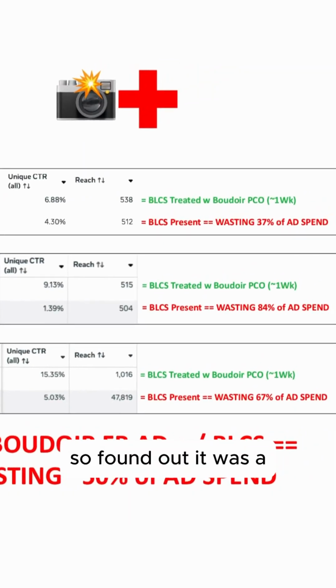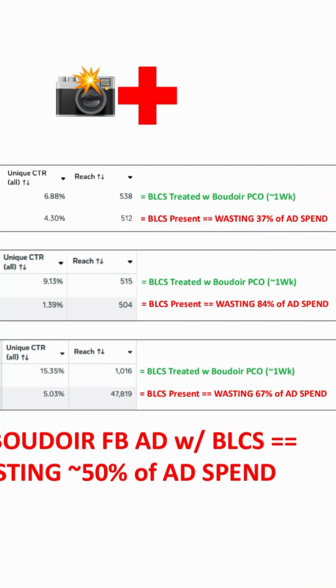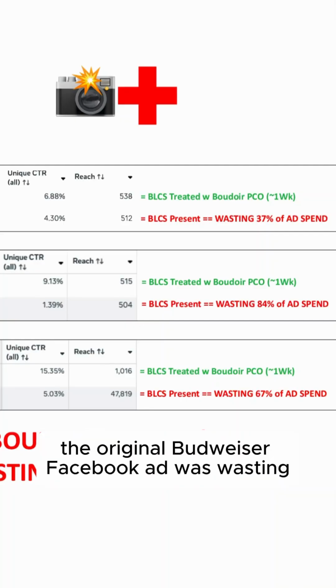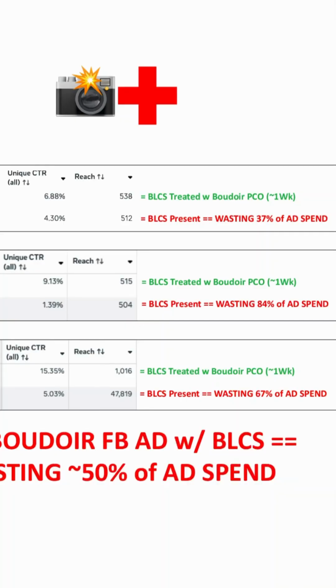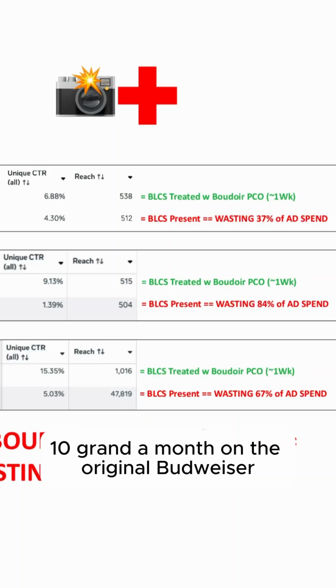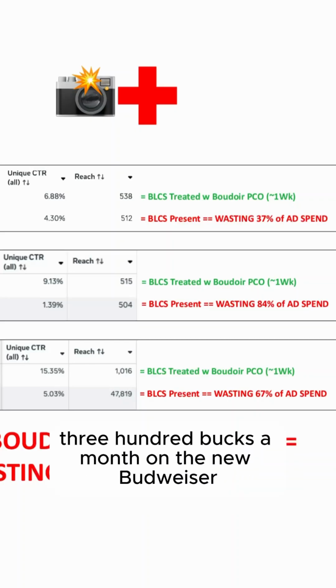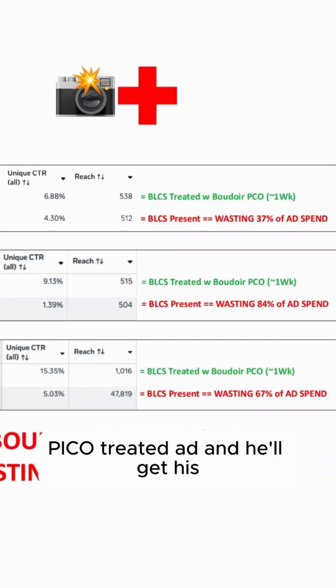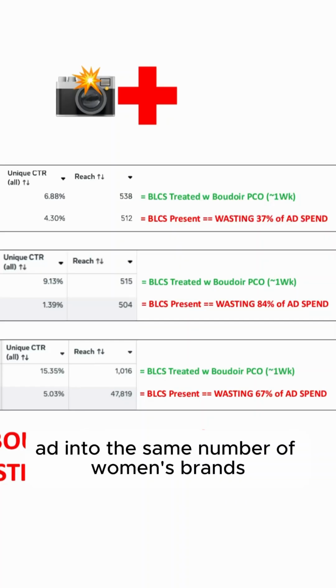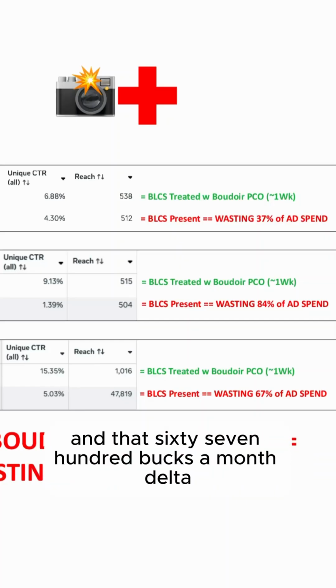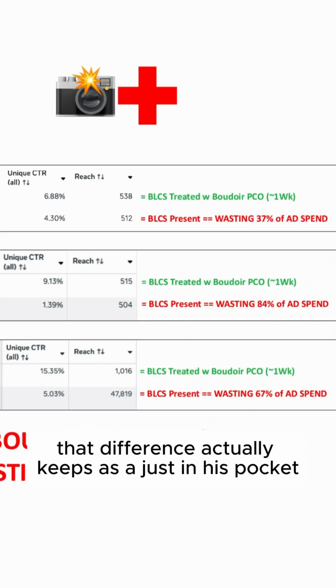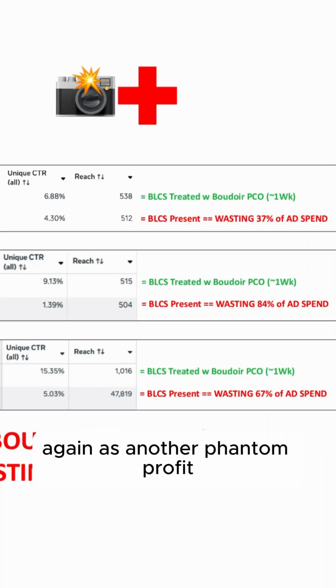So we found out the original Boudoir Facebook ad was wasting 67% of ad spend. If he was spending 10 grand a month on the original Boudoir Facebook ad, now he only needs to spend $3,300 a month on the new Boudoir Pico treated ad, and he'll get his ad into the same number of women's brains. And that $6,700 a month delta, that difference, he actually keeps in his pocket. Again, as another phantom profit, Boudoir Pico profit, whatever.